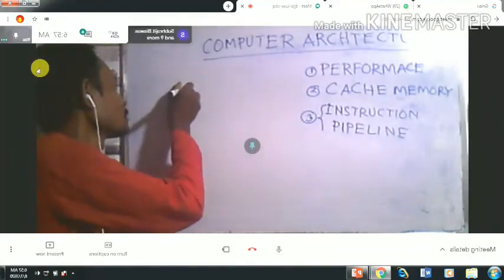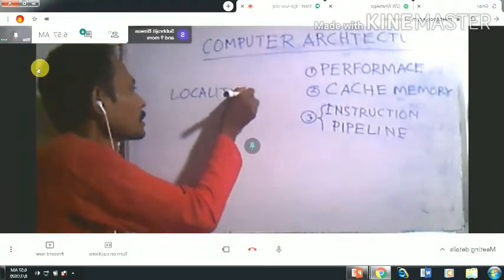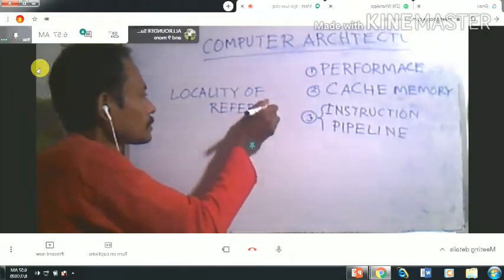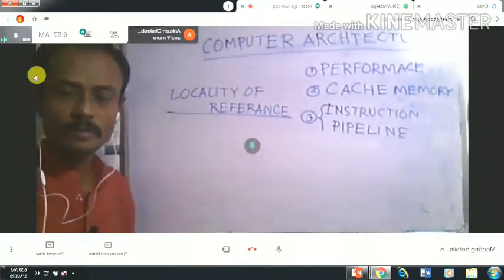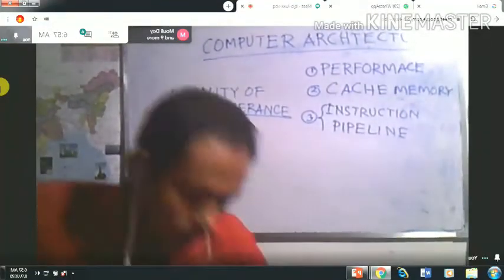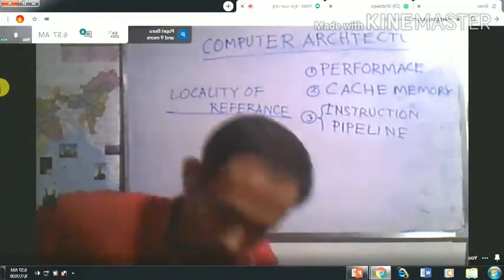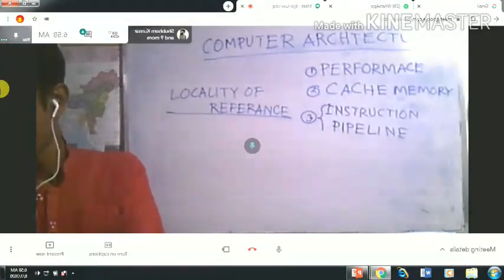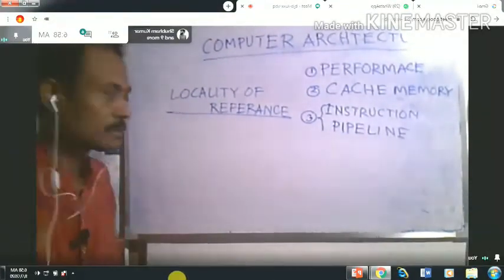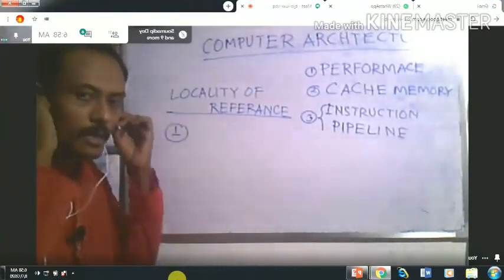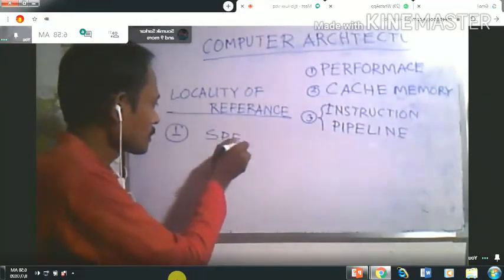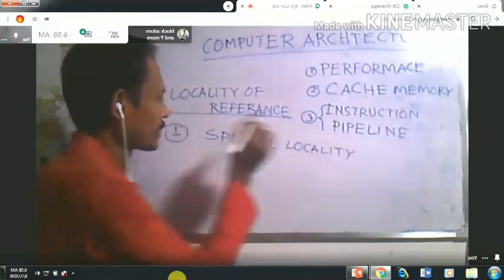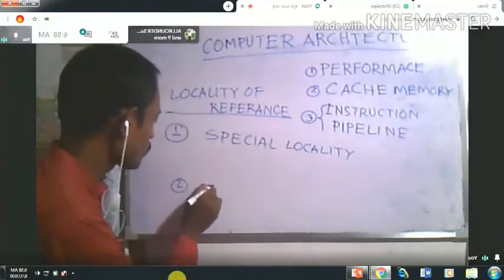So locality of reference. Locality of reference is of two types. One is called spatial locality and another is called temporal locality. Number one is the spatial locality, and number two is the temporal locality.